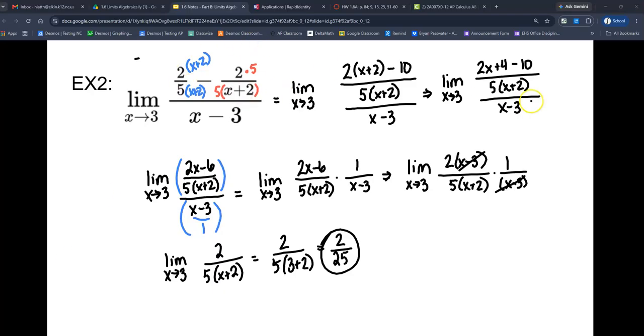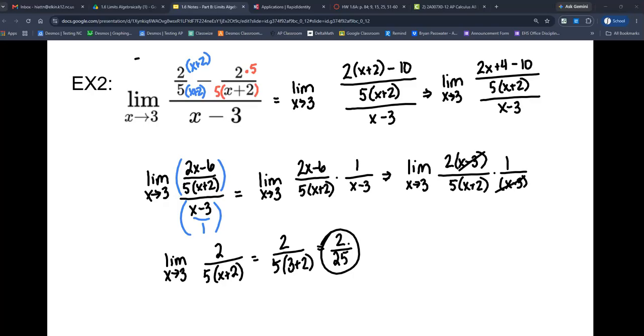Okay, so common denominators: you've got to multiply by x plus 2 and x plus 2 here, 5 here and here. You're going to get a combined denominator. You're going to distribute. You should end up with 2x minus 6 over 5 times x plus 2 at some point. You need to flip and multiply. You're going to have to factor out a 2 right here, and then you'll have an x minus 3 on top and bottom that can cancel. Then you'll be left with this. You need to plug in your 3, and you get 2 over 25.